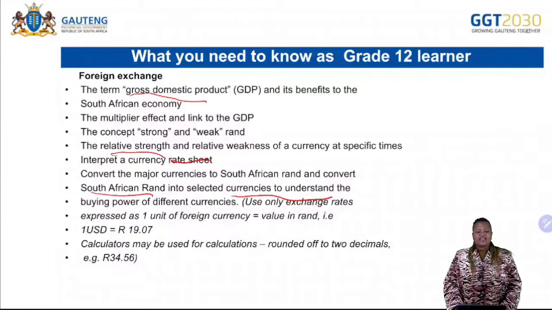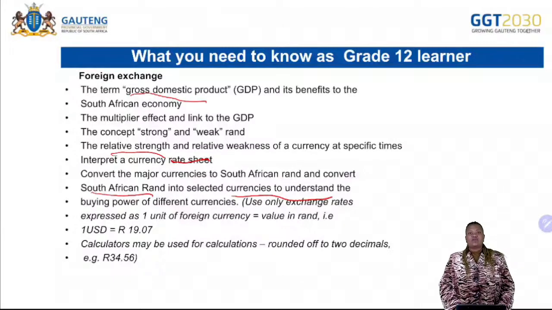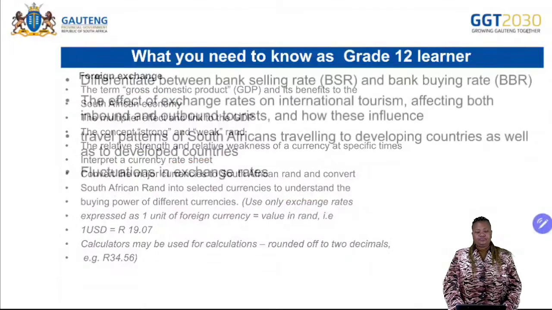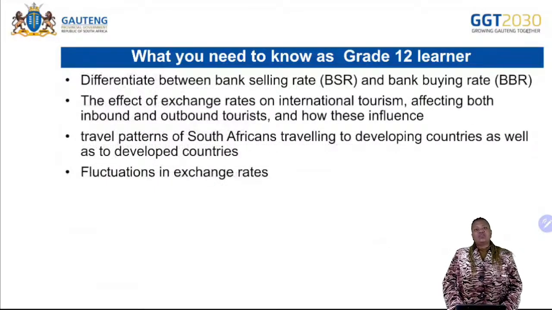You also need to understand the buying power of different currencies. It is important to use only the exchange rates expressed as one unit of foreign exchange. The value in the rand, for instance, $1 is equivalent to 19 rand 7 cents. Calculators may be used for calculations. Always round off your answers to 2 decimal places, example 34 rand, 56. Which means that when you calculate foreign exchange, you always need to remember that when you write tourism, you need to have your calculator with you in the exam room.